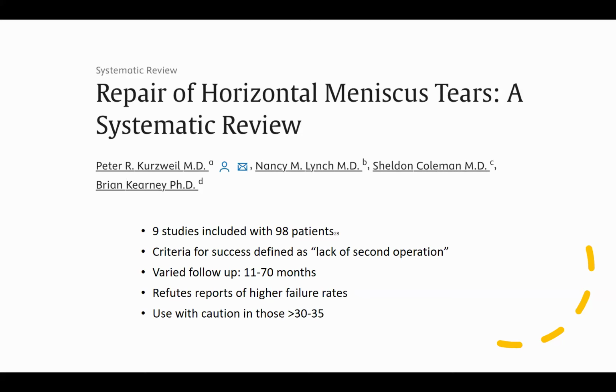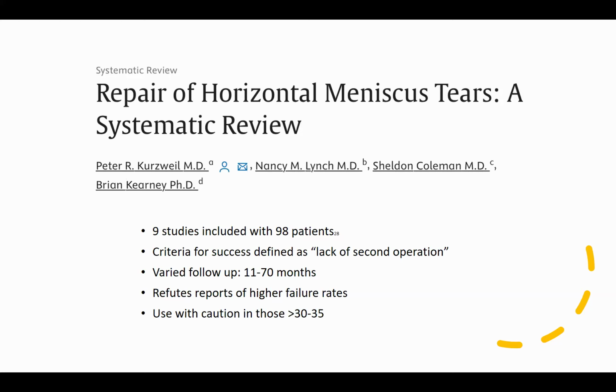Next is the meta-analysis. The 9 available studies were included at the time of this publication. This included 98 patients with a median age of 23. The overall success rate was 78%, which is consistent with all tear types when it comes to repair. However, those over 35 tended to have inferior results.